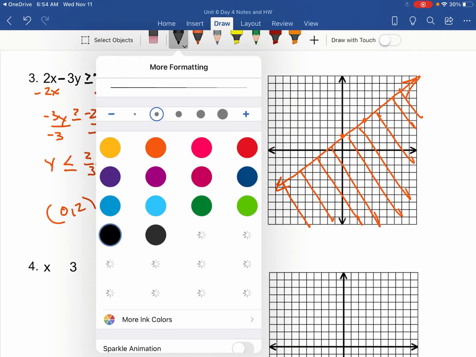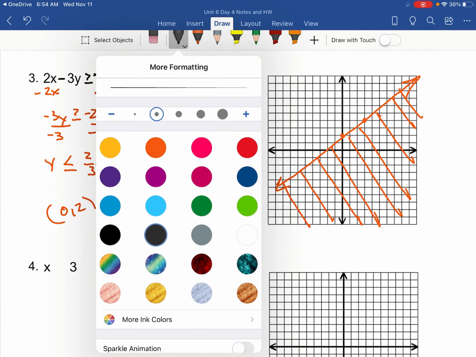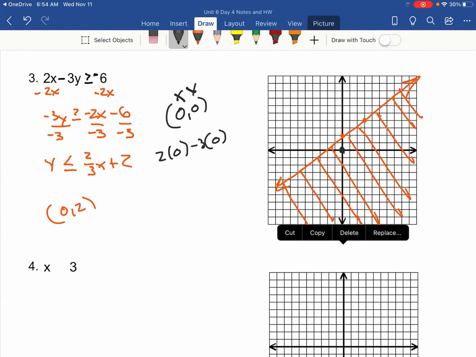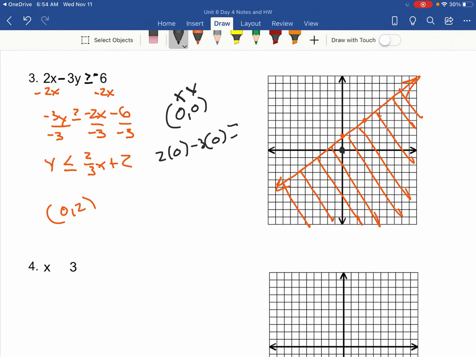Okay, now I do want to test a point. I love picking the point 0, 0 when possible. 0, 0 is in my shaded part, so I'm going to pick the point 0, 0. So I'm going to plug in 0, 0, and I want to see if that is greater than or equal to negative 6. 3 times 0 minus 2 times 0. 0 minus 0 is 0. And 0 is, in fact, greater than negative 6. Therefore, we did it right.